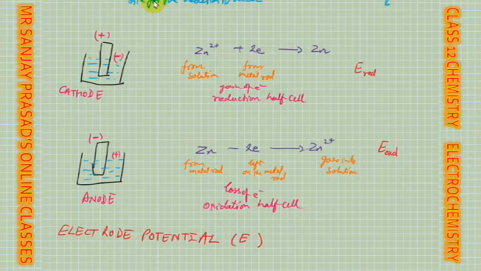Clear? So this E reduction, in a shortcut way, I've told you how to represent it, isn't it? So Zn2+ slash Zn, and here it will be E Zn slash Zn2+. This is how we represent it. It has a value when it is oxidized, it has a value when it is reduced. But what is it? That also you have to know. Look here, when was this potential developed? That you have to know, isn't it?